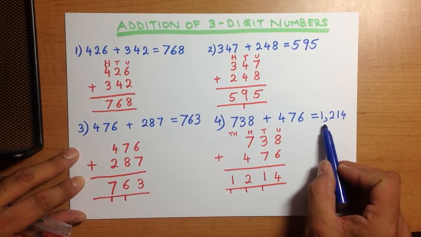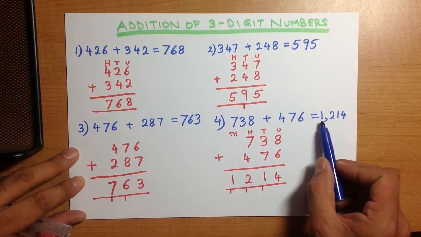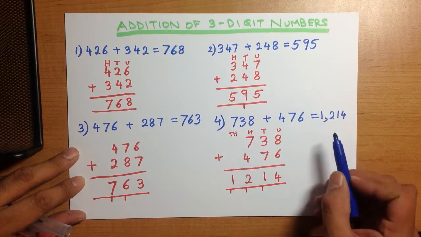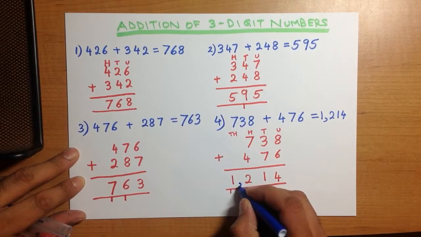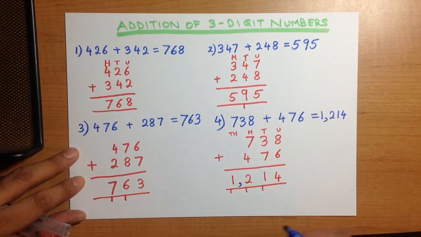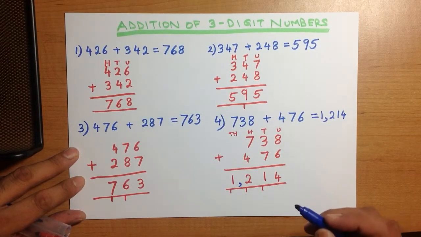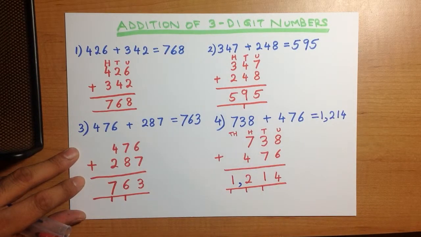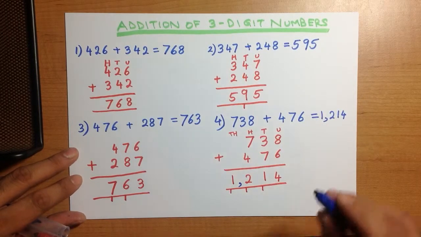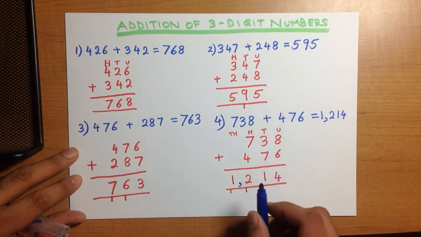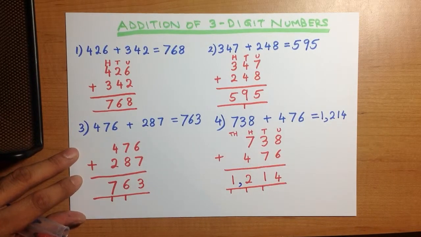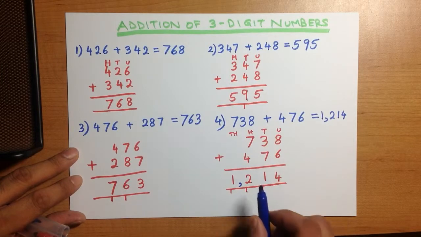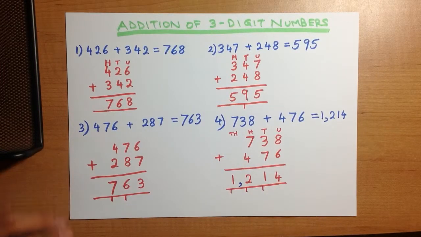So 738 plus 476 is 1,214. I always like to put a comma here to separate the thousands from the hundreds. It makes it easier to read. In fact, you can even put a comma over here. And that's it. The addition of 3-digit numbers. Always remember to write the horizontal format into the vertical format to make sure you get them in nice, neat columns. And then add them column by column by column. It's as simple as that.